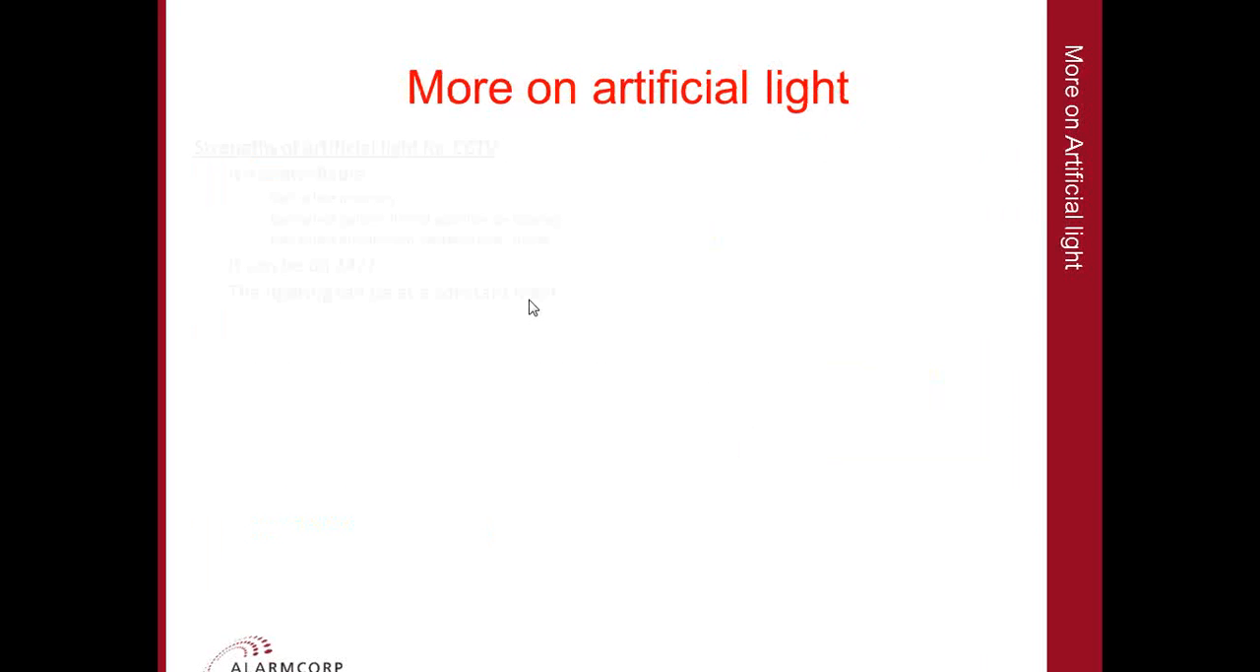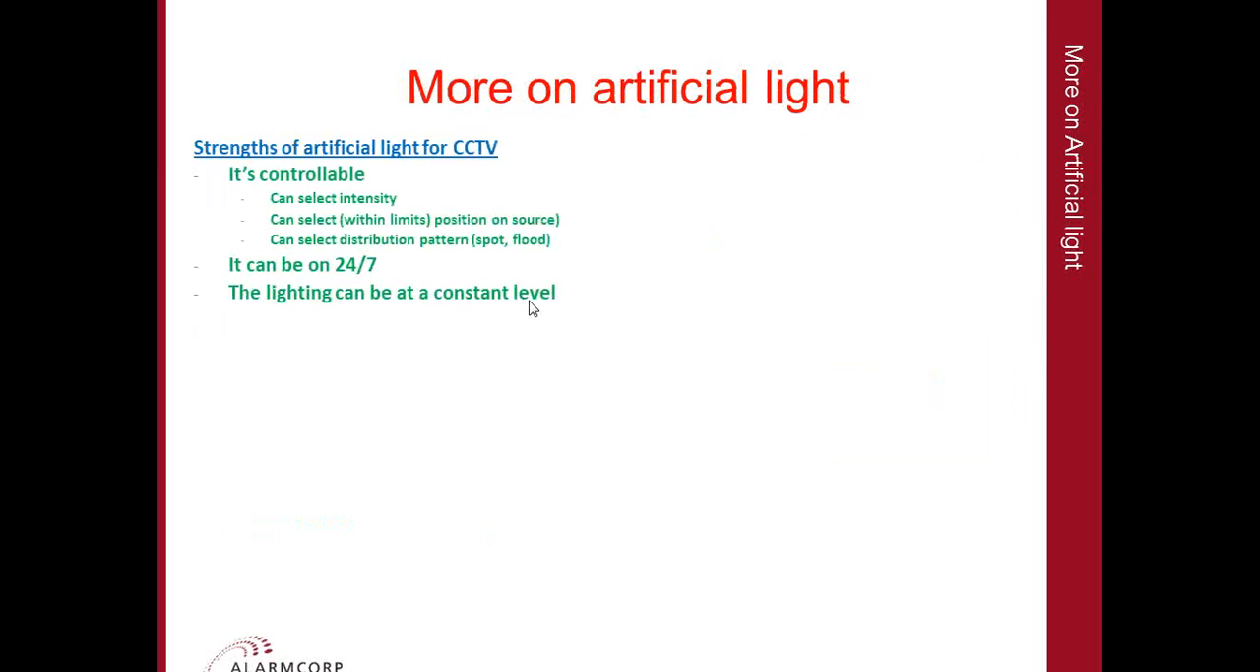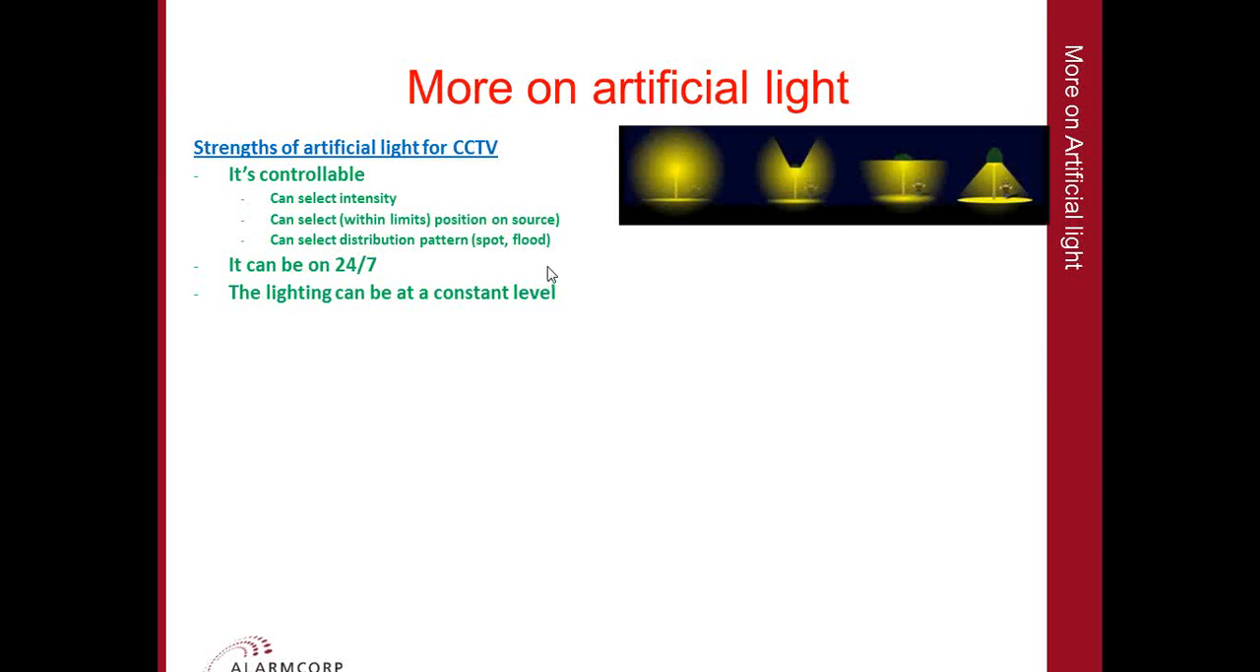Now let's explore artificial light in a bit more detail. The strengths of artificial light as applied to CCTV: it's controllable. We can select the intensity. We can select within limits the position of the source. As you see here in this example, we can control the luminaire. We can control how the light is spread by the light source. So we can control the distribution as well, and we can control where we choose to mount the light source.